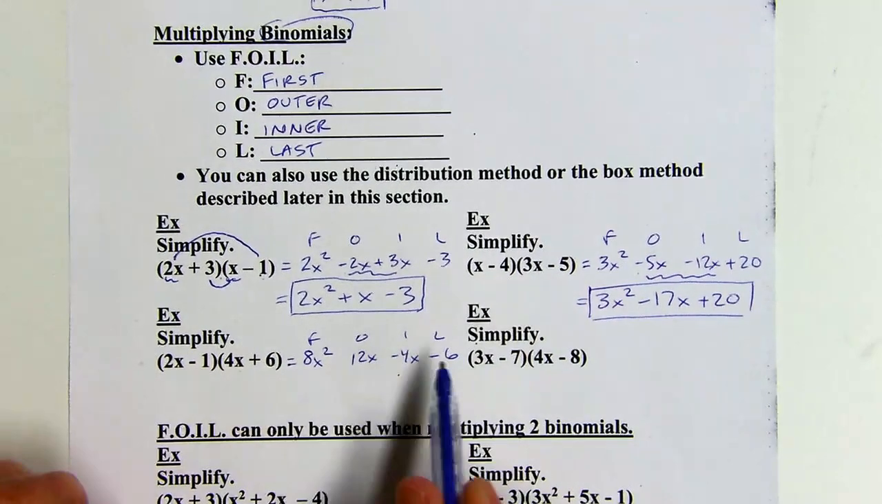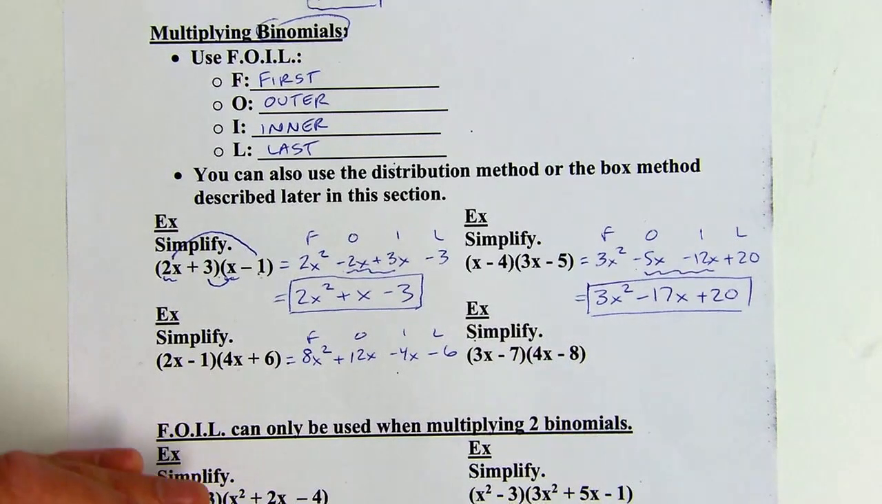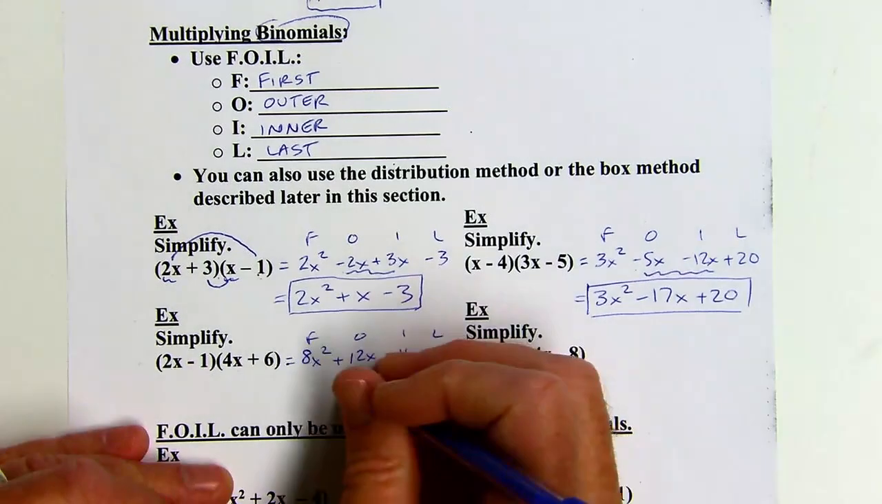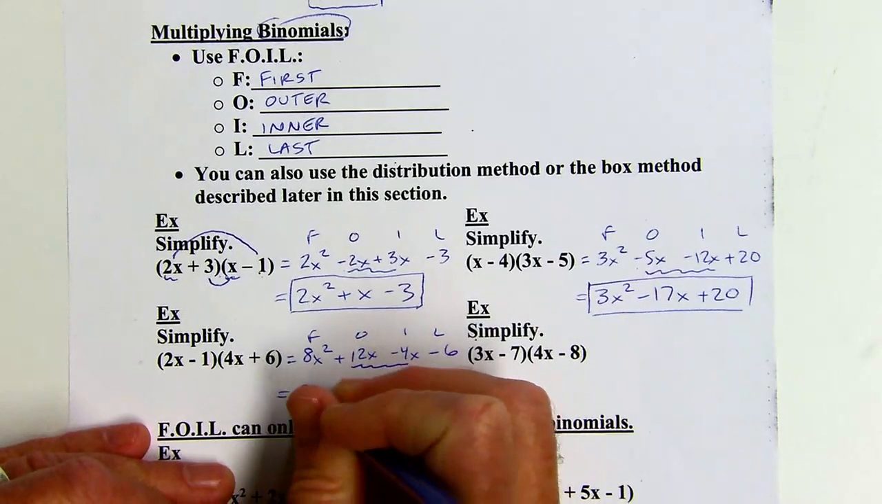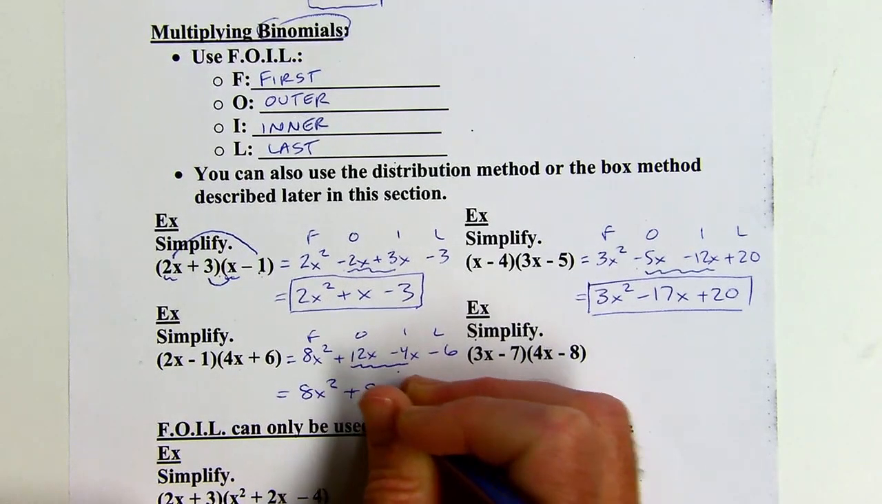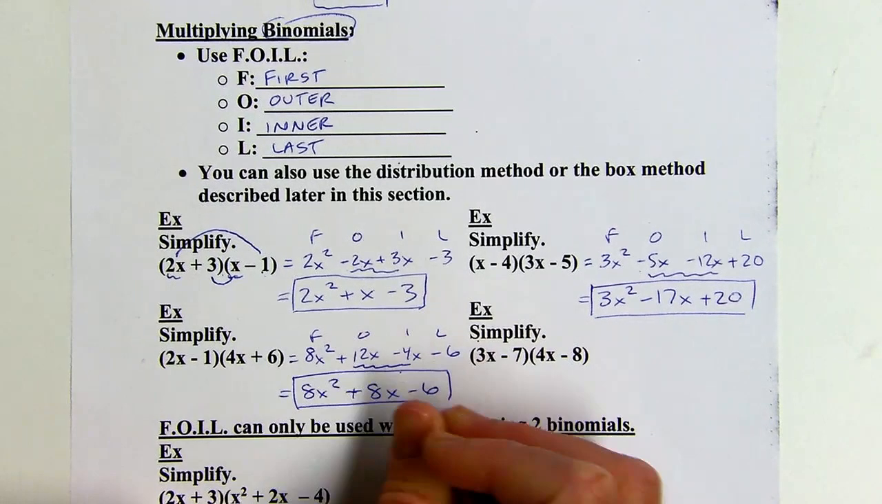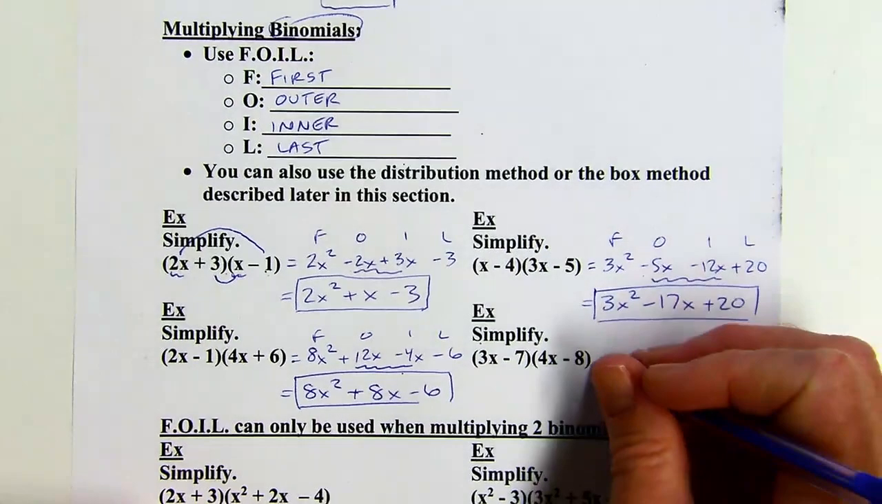Then I'm going to be adding up all these terms. So let me put in a little plus there. I've already got the minuses to separate the other two terms. And once again, we can combine those two terms in the middle. 12x minus 4x would be 8x. And there we go.